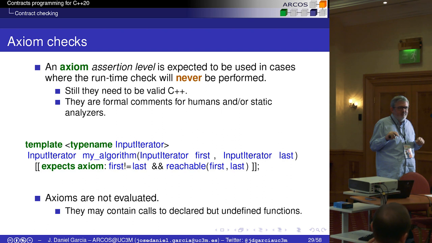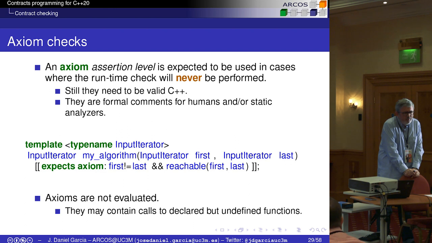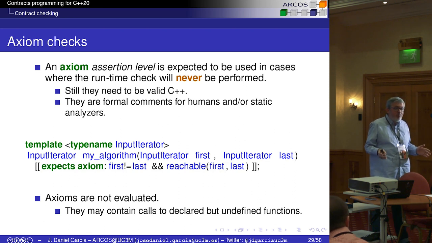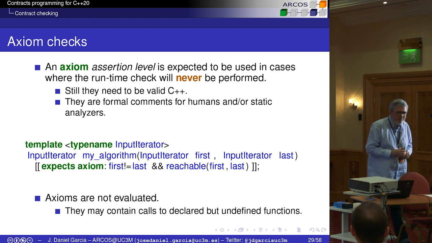Can you instruct the compiler to fail compilation if you specify the expect axiom, for example, for the SQRT function, that your input is non-negative, and you write literally double x equals minus 1, and then call the SQRT function on it? The question is, if the compiler can prove that you are going to violate a contract, can the compiler reject the program? Can it just stop compilation?